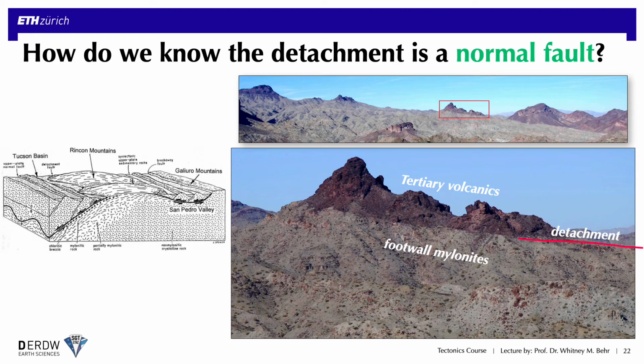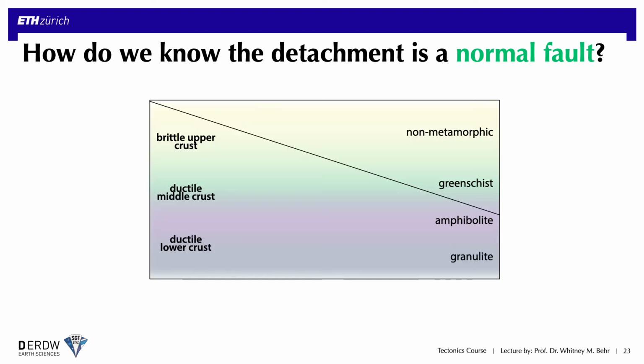So it turns out the primary clue is actually what's juxtaposed on either side of the Whipple detachment. The Tertiary volcanic rocks in the hanging wall essentially form at Earth's surface. They're not even intrusive rocks, they're extrusive basaltic lava flows. These footwall mylonites, on the other hand, formed at 300-plus degrees, so several kilometers of crustal section is actually conspicuously missing between the surface volcanics and the mid-crustal mylonites.